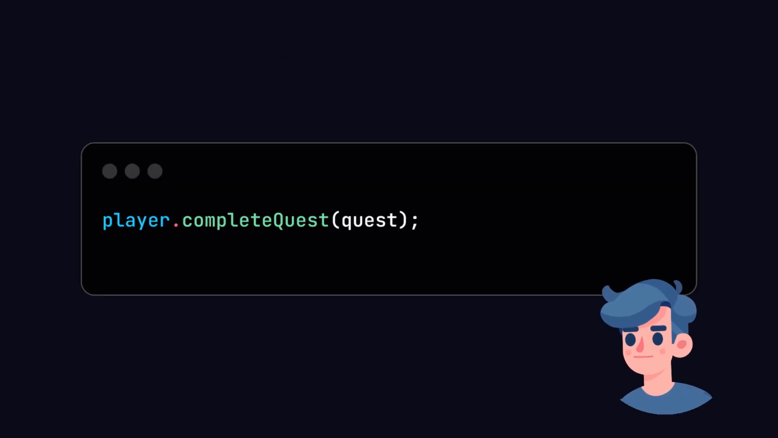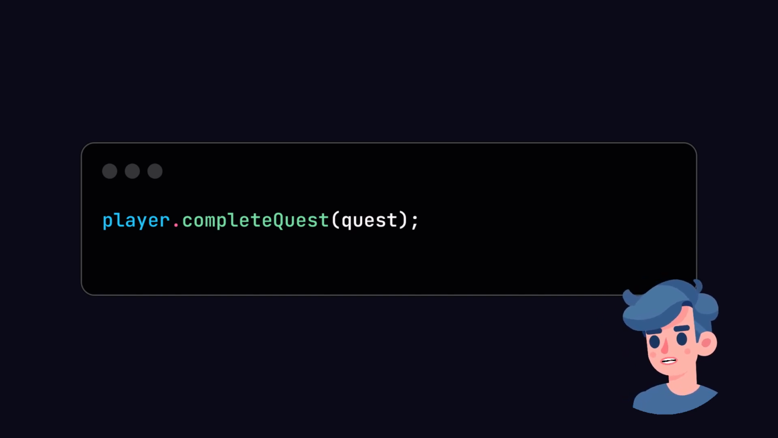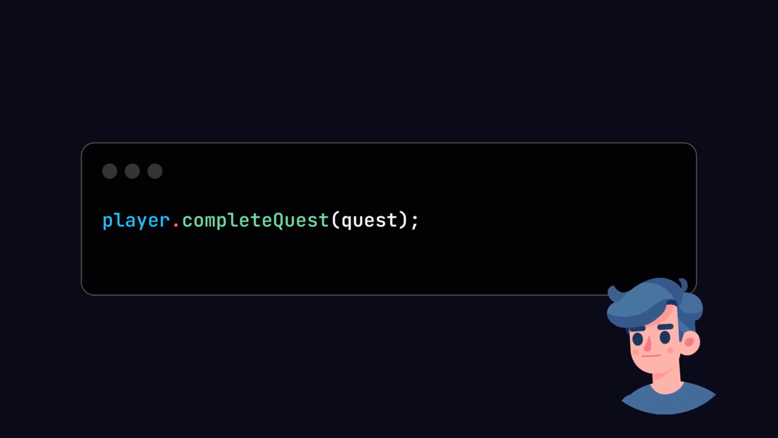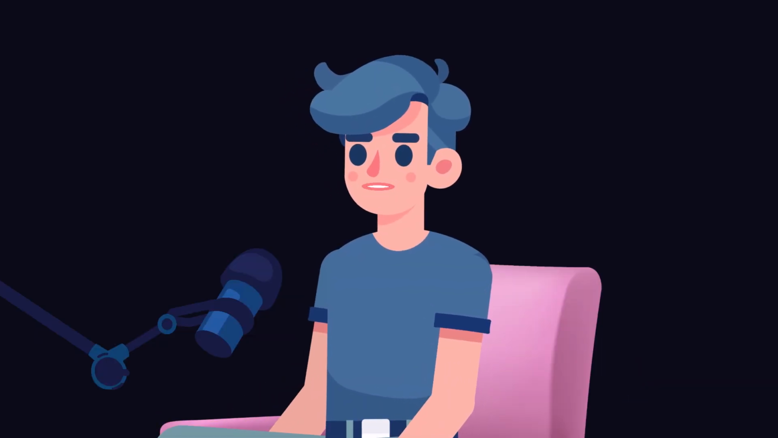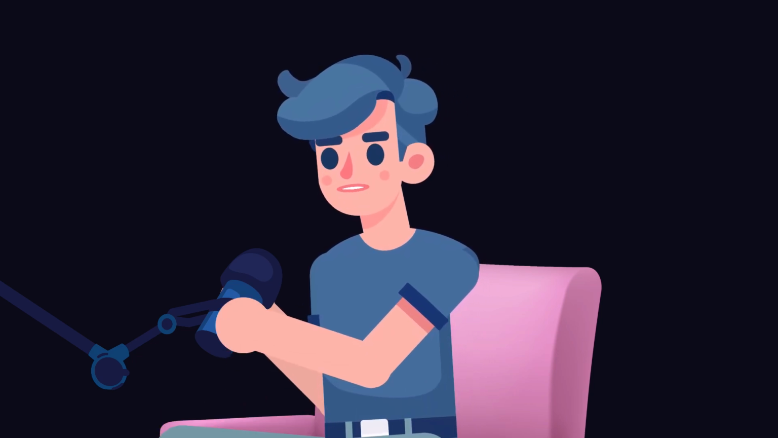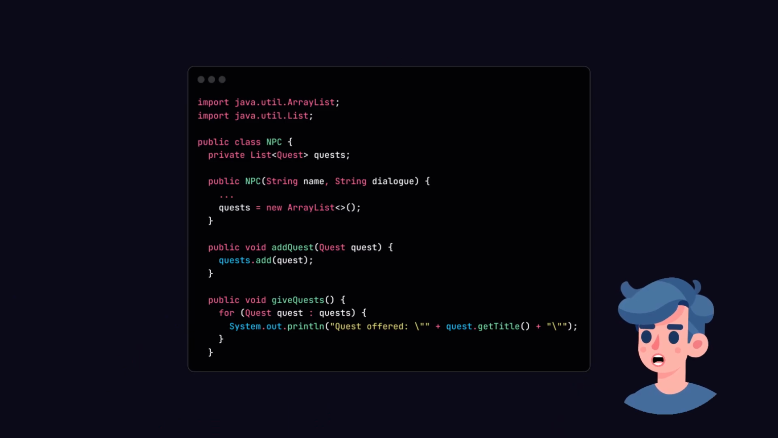To simulate completing the quest, let's modify our game class. After the dialogue, we can call the complete quest method directly. In the game.java, add this line after the player talks to the NPC. This way, we simulate the player completing the quest right after the interaction. Now, when you run your program, after talking to the NPC, it should show that the quest has been completed, displaying the related message. Now, we've got a basic system for NPCs and quests.